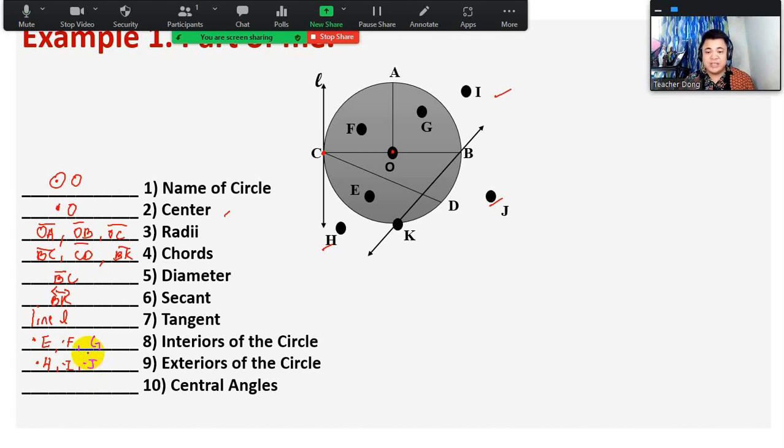Okay, so we have the central angles. This is the second part of our lesson for today. Central angle, okay, so the vertex is the center itself. We have three central angles here. We have central angle AOC, central angle AOB, and then we have the central straight angle, angle BOC. So the middle letter is always the vertex, which is the center of the circle.